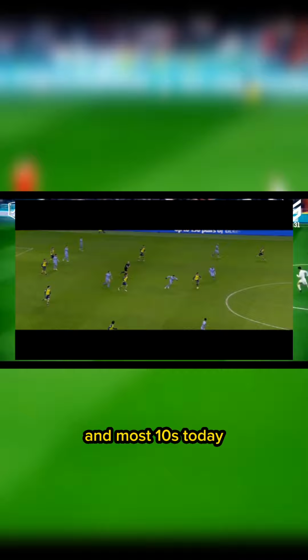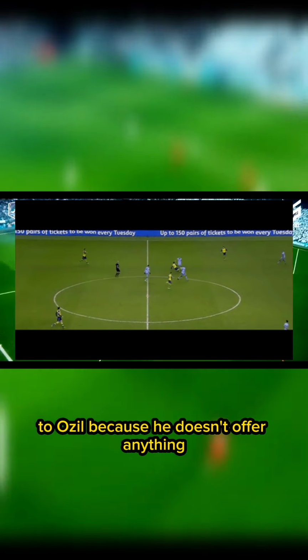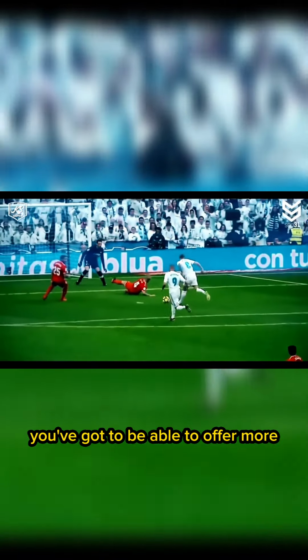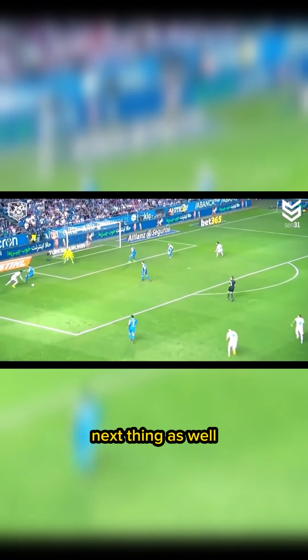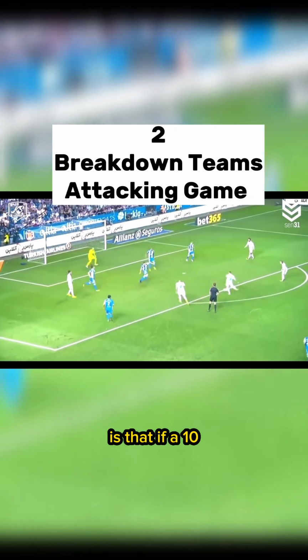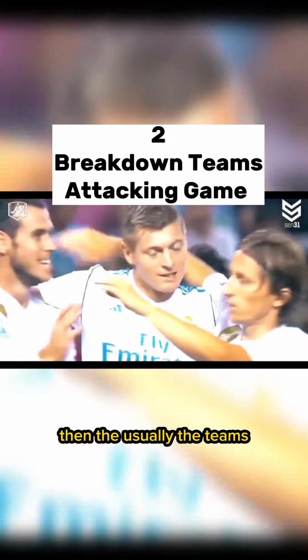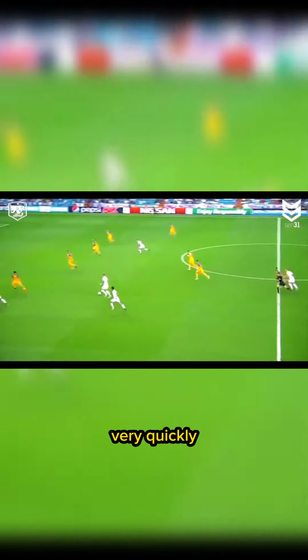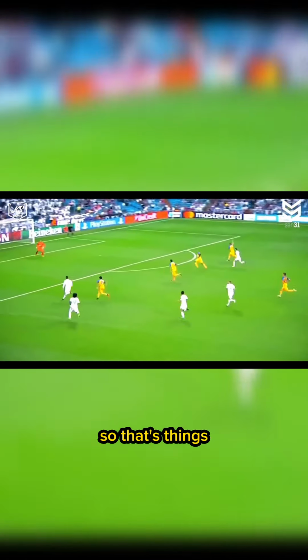People love that, and most 10s today, and that's why people got onto Özil, because he doesn't offer anything other than attacking prowess. And in the Premier League today, you've got to be able to offer more going forward. Next thing as well is that if a 10 gets blocked out of the game, then usually the team's attacking structure or threat is easily threatened and weakened very quickly.